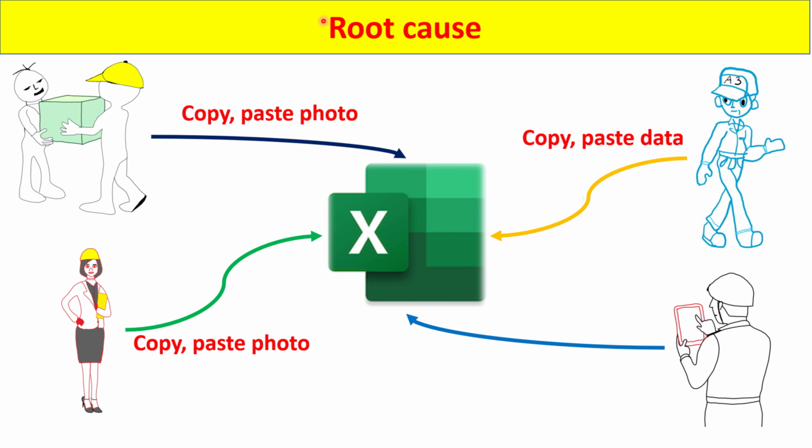Okay, now we come to the root cause. When this problem happens, you know that in the office we have many people working on the same Excel sheet. For example, two members here, when they finish the job, will copy and paste some photos into the Excel file to report something. She is the same. She copies and pastes photos in the Excel file. Also, he copies and sometimes pastes some data or some formulas in the Excel file.